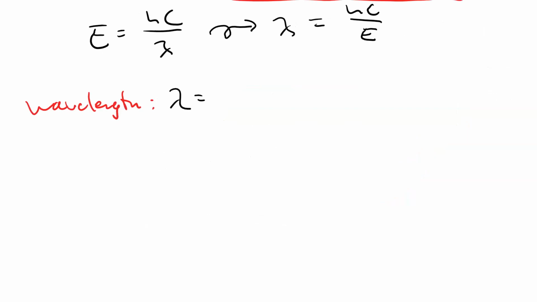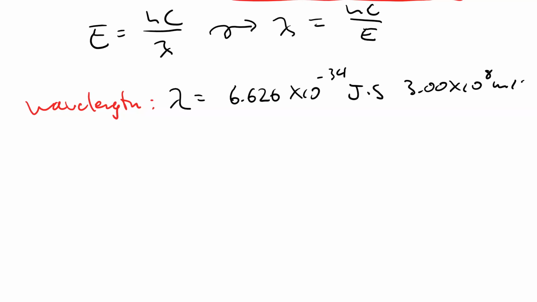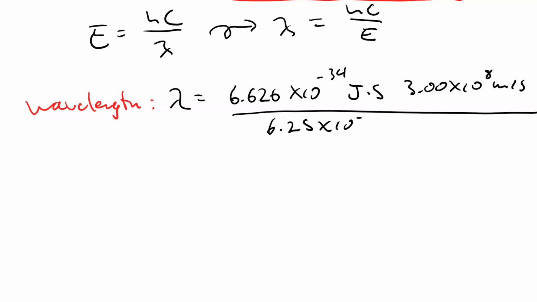In finding the wavelength, we have lambda equals hc over E. h is 6.626 times 10 to the negative 34th joules times seconds. c is 3.00 times 10 to the 8th meters per second. And E is 6.25 times 10 to the negative 19th joules. Remember that one was a given.